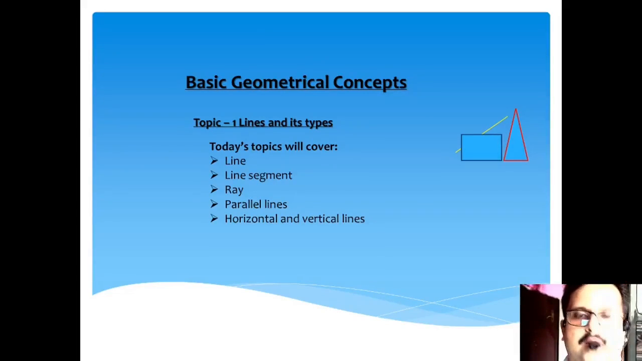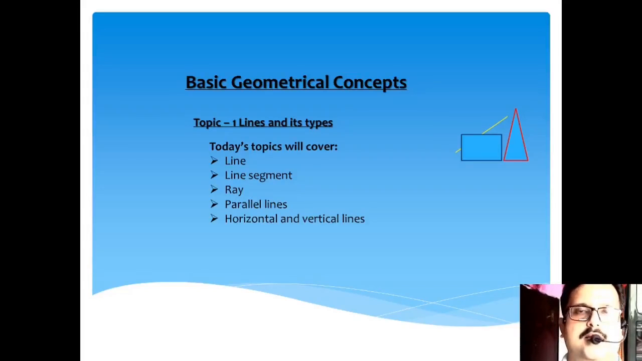You can use it for every class from lower to upper classes also. We are just going to cover some of the basic aspects of geometry. So today we are going to cover the given topics. First we will study what is a line, what is a line segment, what is a ray, what are parallel lines, what are horizontal and vertical lines. After that, in the coming videos, I will upload the other details.